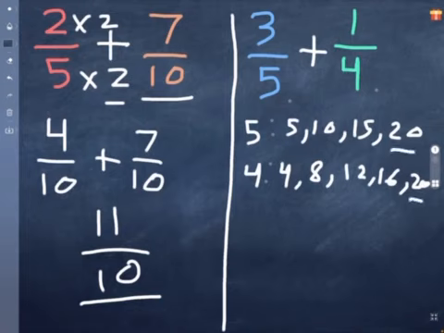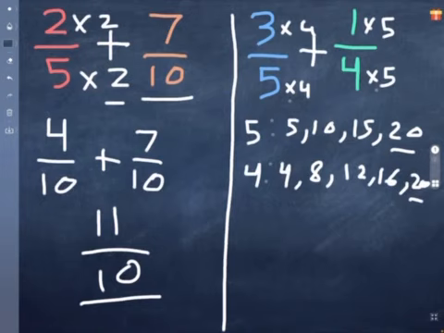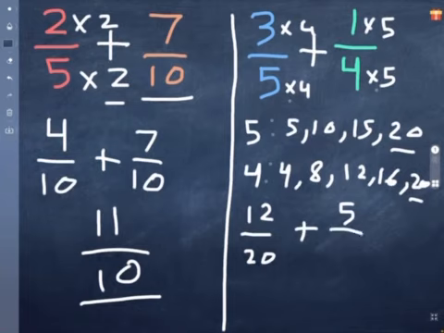So for the first fraction, we need to multiply 5 by 4 because it gives us 20, and we need to multiply 3 by 4. And for the second fraction we need to multiply 4 by 5 because it gives us 20, and 1 multiplied by 5. 3 multiplied by 4 is 12, and 5 multiplied by 4 is 20. Then 1 multiplied by 5 is 5, and 4 multiplied by 5 is 20.